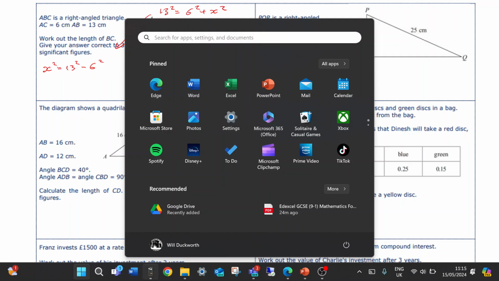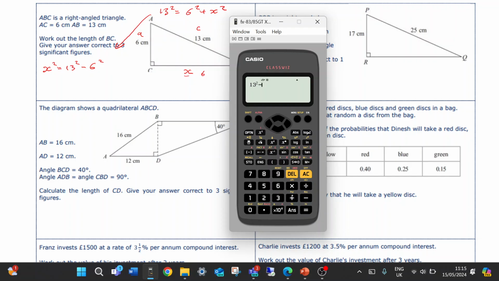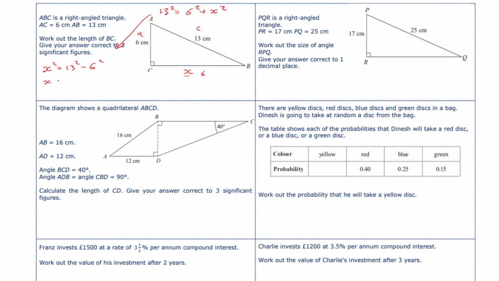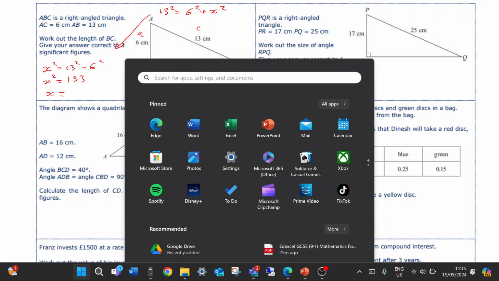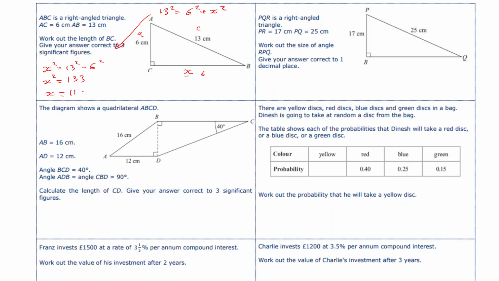I would then go straight to my calculator. So on my calculator I would work out 13 squared minus 6 squared. I would write down what that evaluates to, so x squared is 133, and then I'd just go straight to the value for x. Strictly, take the square root of the answer, and we get 11.5325. So that's going to be equal to, to 3 significant figures, x would be equal to 11.5 centimeters.